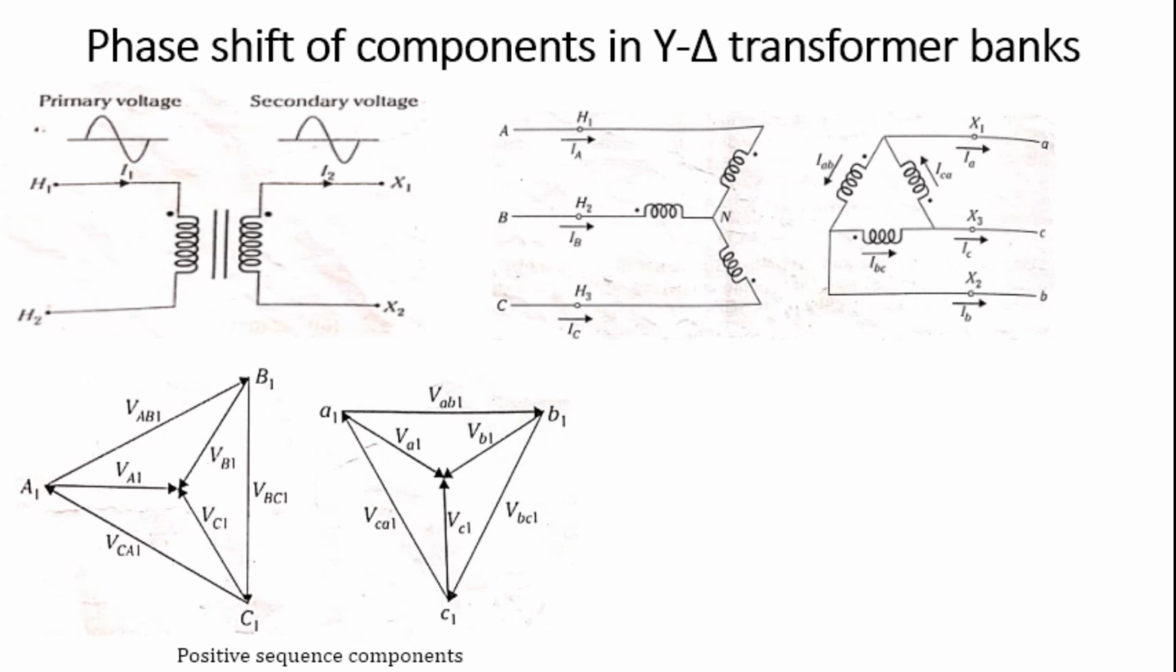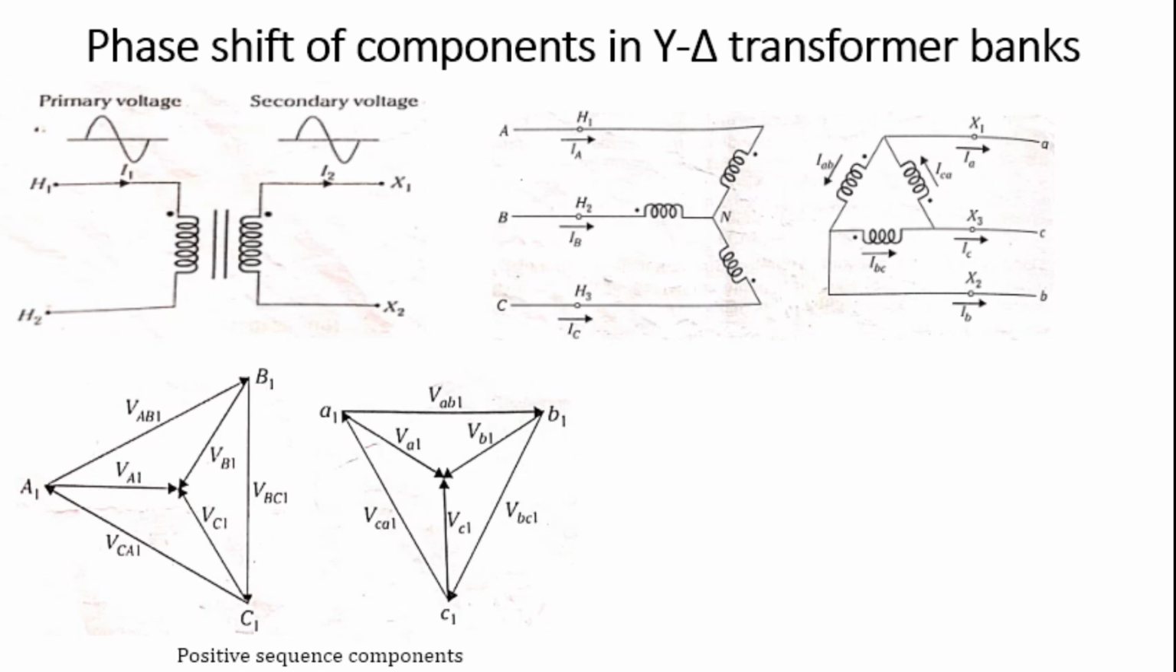It is a measure with all the phases. Let us understand that. So VA1 and VAB1 are in phase. Whatever the angle made by VA1, it is the same as VAB1. So let us draw this once.